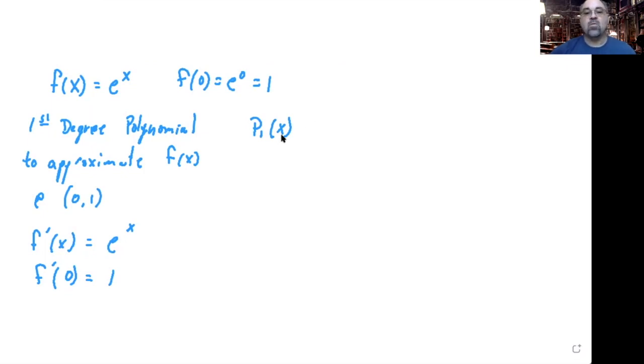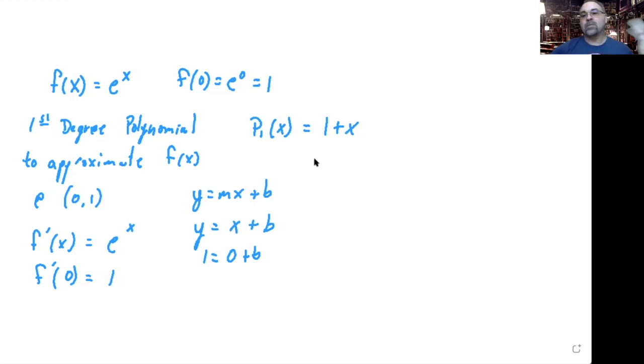What does that P sub 1 of x look like? Well, we know it's y equals mx plus b, right? We know that m is 1. And we know it goes to the point 0, 1. So 1 equals 0 plus b. So b is 1. So what I get is 1 plus x as my tangent line, or in the language we're going to start using, a first degree polynomial approximation to the function e to the x.